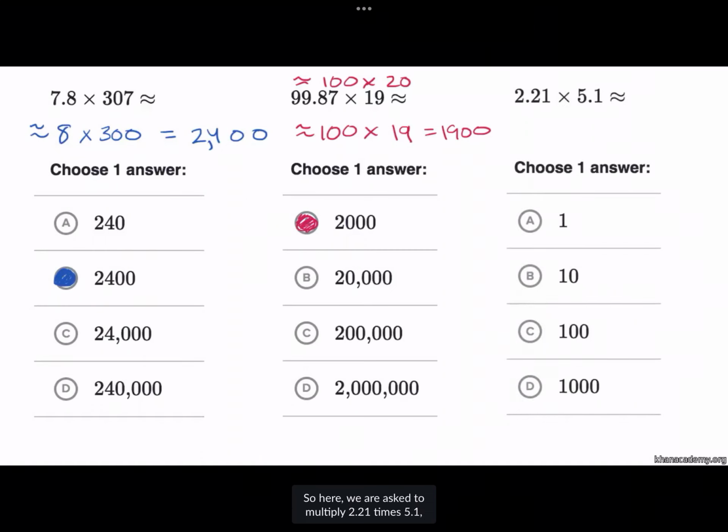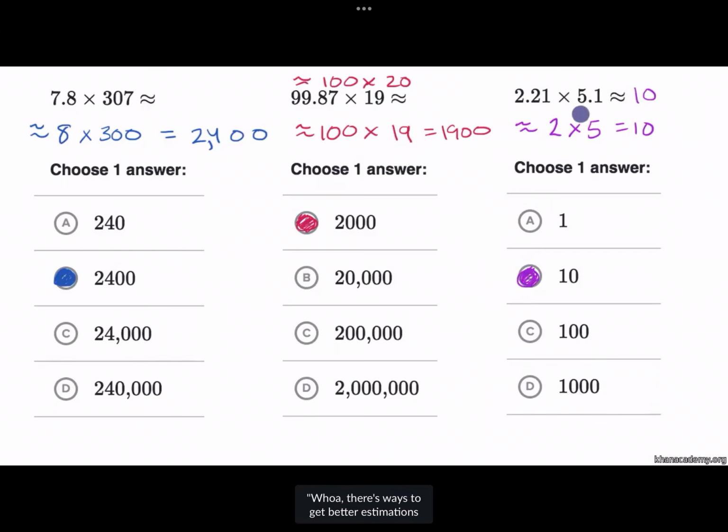Let's do another example. So here we are asked to multiply 2.21 times 5.1, and we want to know what it approximately equals. So once again, we are estimating. So pause this video and try to figure it out. Well, we're just going to do the same thing we did in the last two examples. 2.21, well, first of all, this is hard to do in my head. And so 2.21, well, that's approximately, if I round to the nearest 1, this is going to be 2 times 5, which is equal to 10. So this would be approximately equal to 10, and that is a choice.